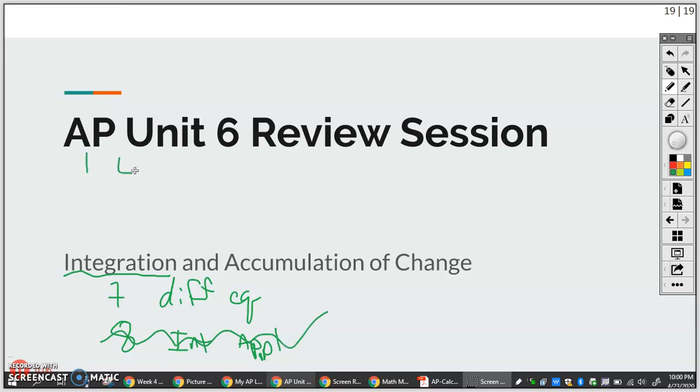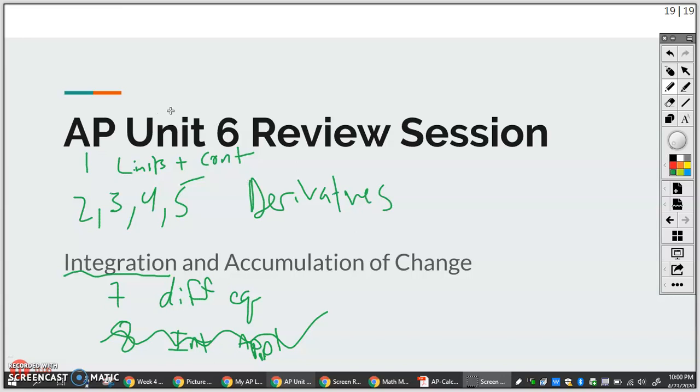Unit 1 was on limits and continuity, and Units 2, 3, 4, and 5 were all on derivatives. So essentially we've got 1 unit on limits and continuity, 4 units on derivatives, and we really just have 2 units this year on integrals, and this unit on differential equations is not going to have nearly as many topics. So Unit 6 is a very big unit.